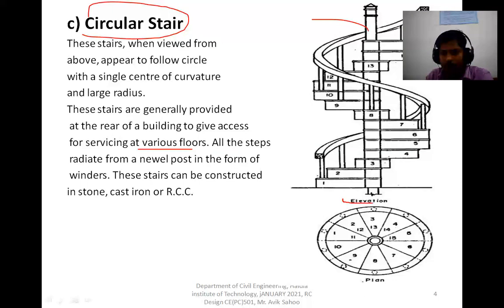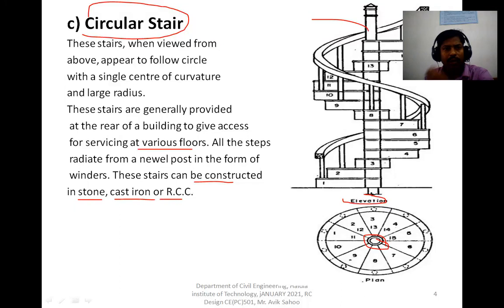So this is the elevation, and the plan is drawn. You see that this one is the newel post, and from the newel post the steps radiate and are supported on it. So the load is transferred to the newel post, and finally the newel post is embedded into the ground. The newel post transfers the load to the footing, and the footing transfers the load to the soil, and these steps are made. These stairs can be constructed by stone, cast iron, or RCC.